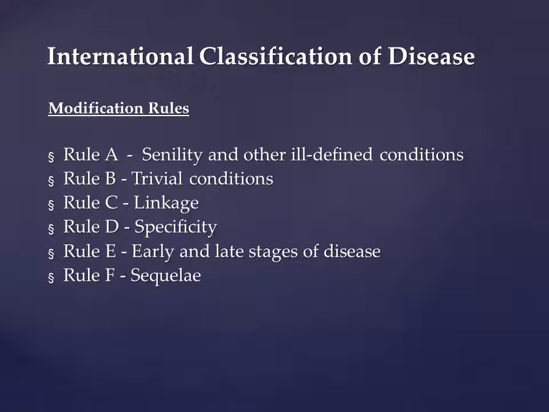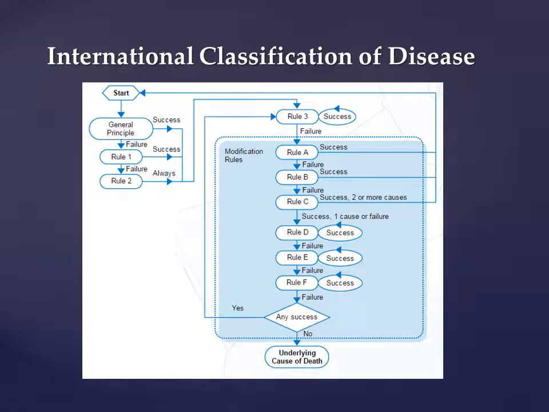And then rule F, sequelae, is when the underlying cause of death occurred from the residual effects of the sequelae. Code it as old or past or late effect of instead of sequelae of category. And then the last one is the diagram on how one can identify the underlying cause of death.